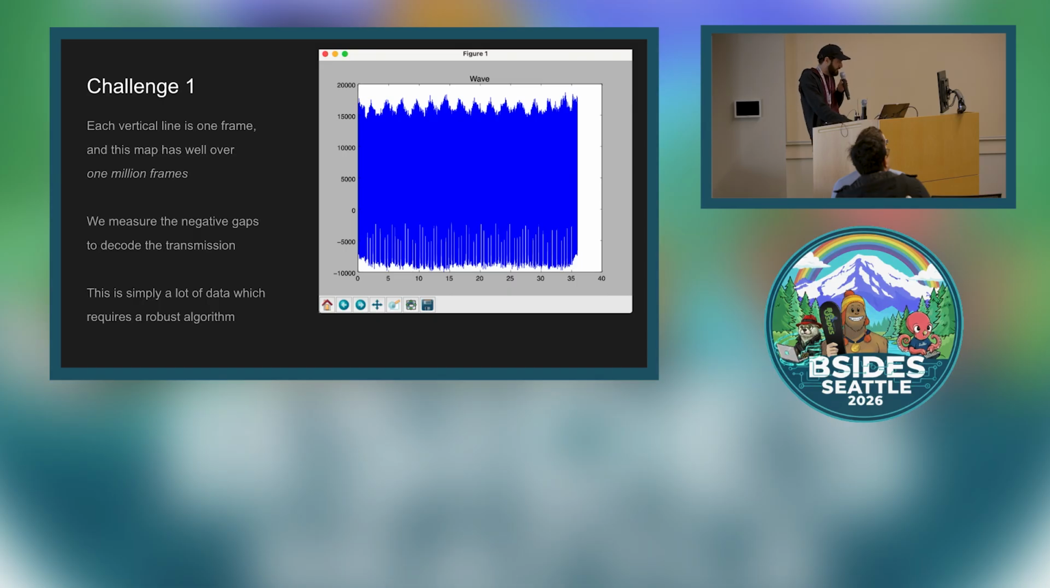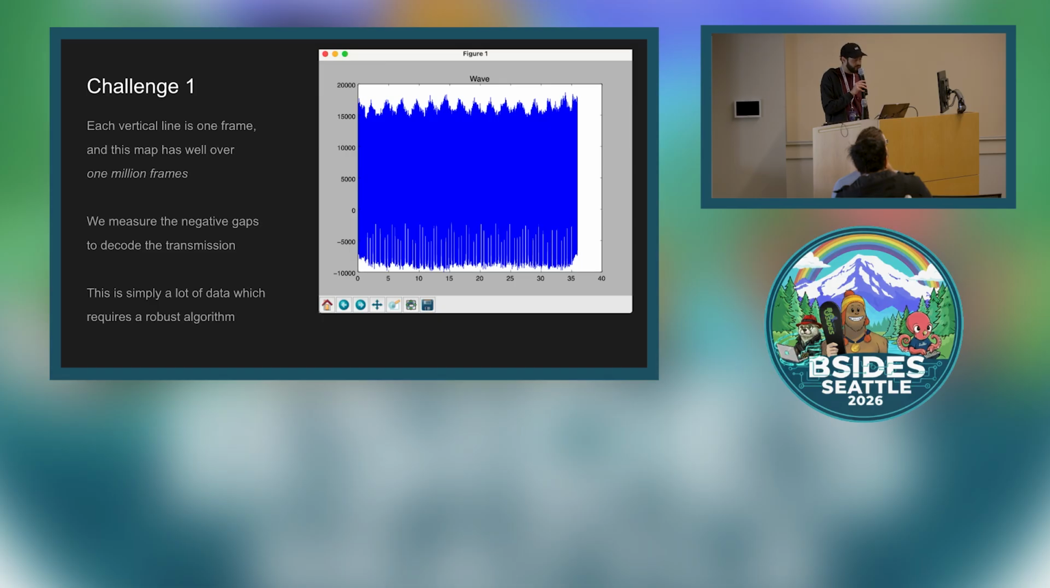So this is what an actual captured wave looks like. After we receive the data transmission from our LCD and we capture it with an antenna, this is the data we're actually analyzing. This is the decoding that's going to happen. I know it's on the screen, but I'm just going to say it. Every vertical line is one frame. This mapping has over 1 million frames.